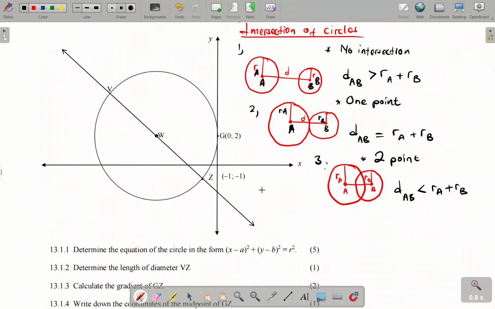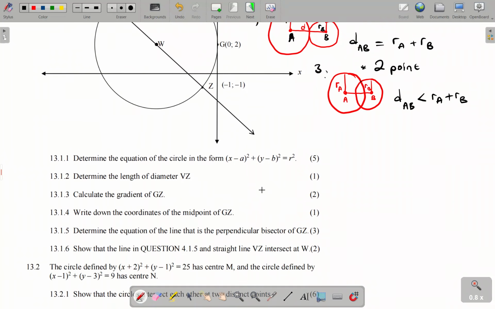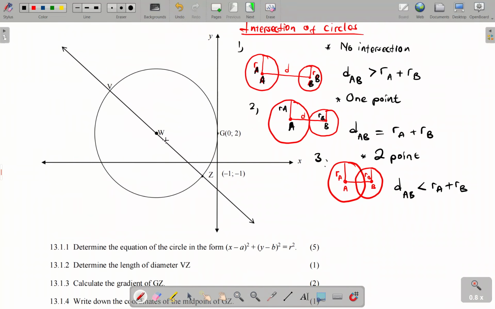So now I think we should go through the questions together. So now let's see. We have the first question there. Let's see, for coding. Okay. So we have the first question. They say that we have to determine the equation of the circle in the form x minus a squared plus y minus b squared equals r squared. So now, to find the equation of this circle, guys, remember this will be your radius, so from W to G, that's the radius there.